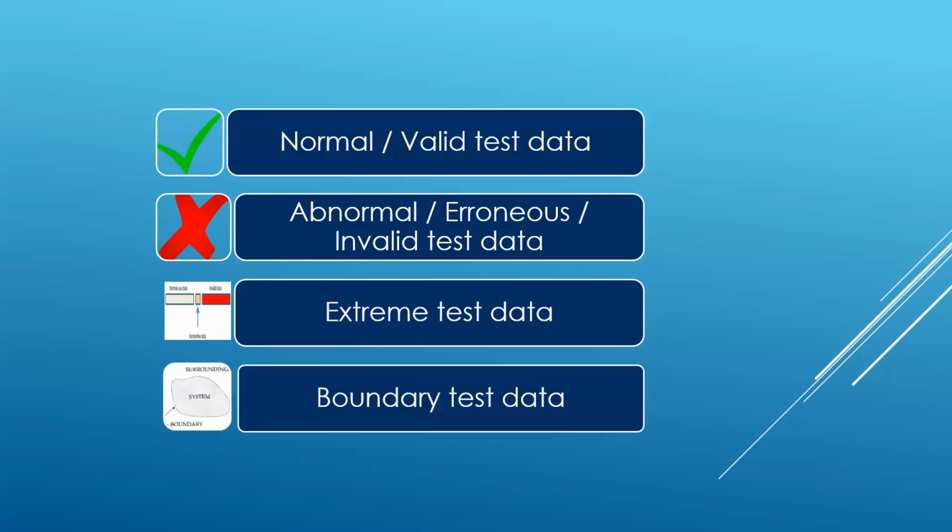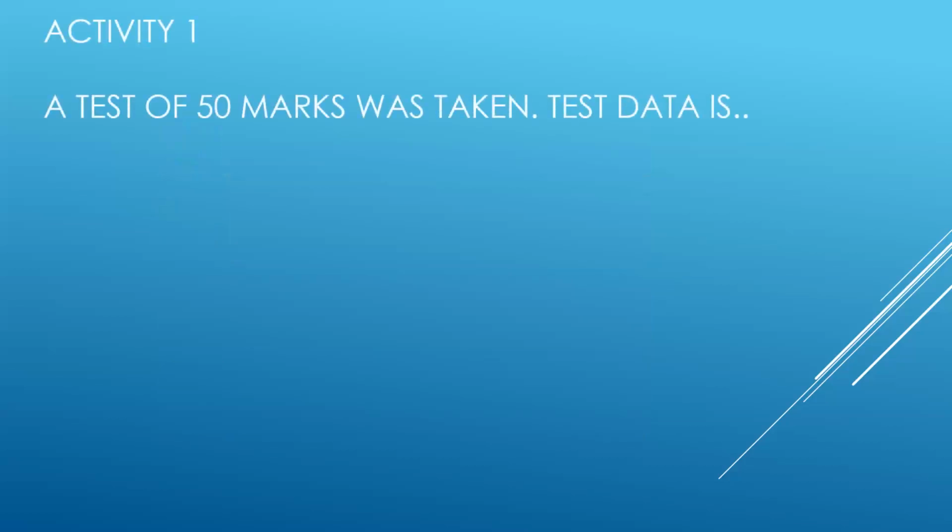And lastly, we have boundary test data. So what is boundary test data? Let's learn it with the help of an example activity. The activity is: a test of 50 marks was taken. The test data is now a 50 marks test. What are the attainable values? What do you think is obtainable or can be attained by a child if the paper was of 50 marks?